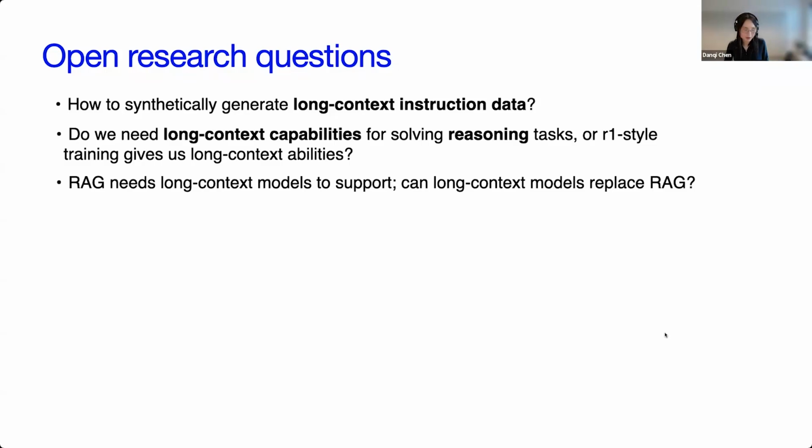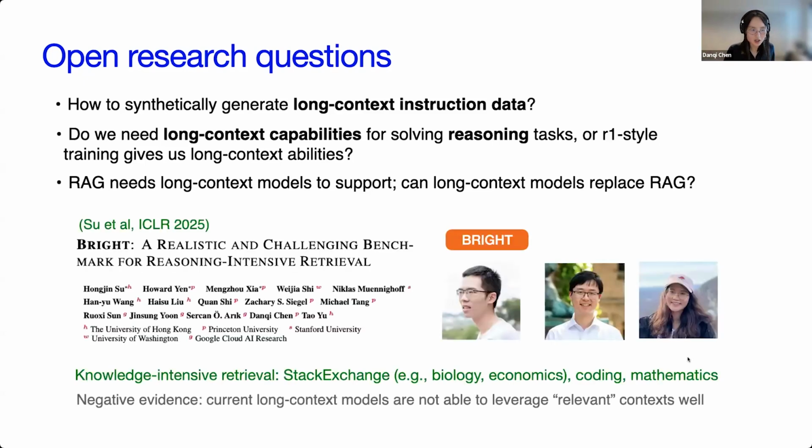Finally, I want to talk about RAG. We know RAG needs long context models to support it. But there has been a lot of discussion about whether we can use long context models to replace RAG or not. I don't have time to go into this, but in another CIIR paper we did this year, which we call knowledge intensive retrieval, we collected a bunch of really hard questions from coding, mathematics, Stack Exchange in biology and economics. Then we collected relevant documents that human annotators believe are relevant to the query, and that really require some in-depth reasoning to help solve these queries.